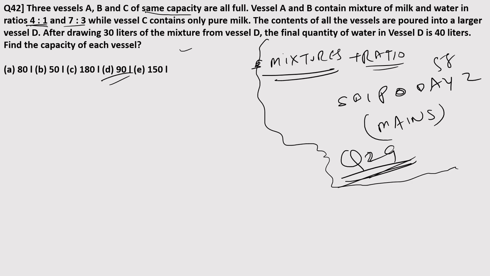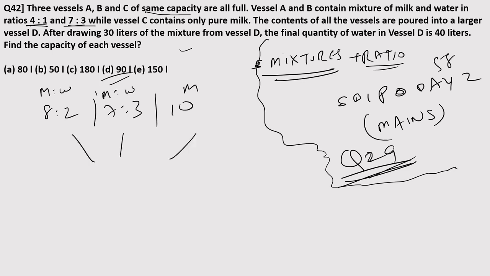This is 4 plus 1, 5. 7 plus 3, 10. So make all of this 10. So first is 8 is to 2, second is 7 is to 3, 10 units, so third is also 10. We'll assume 10. This is milk is to water, this is milk is to water, this is milk. They are poured into a larger container.